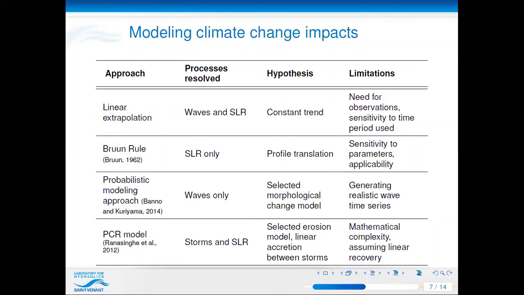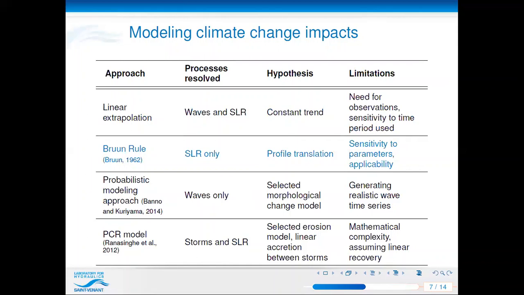So we'd like to try to take into account these changes in sea level and changes in the wave climate. There are a variety of different approaches that exist, ranging from the simple approach of linear extrapolation, where we're thinking that we're taking into account both waves and sea level rise. We assume, though, that we can calculate a constant trend using historical data, and then we can extrapolate that into the future. It's limited by the fact that we need a significant amount of observations in the past to calculate these kinds of trends, and this is very sensitive to the time period that's used.